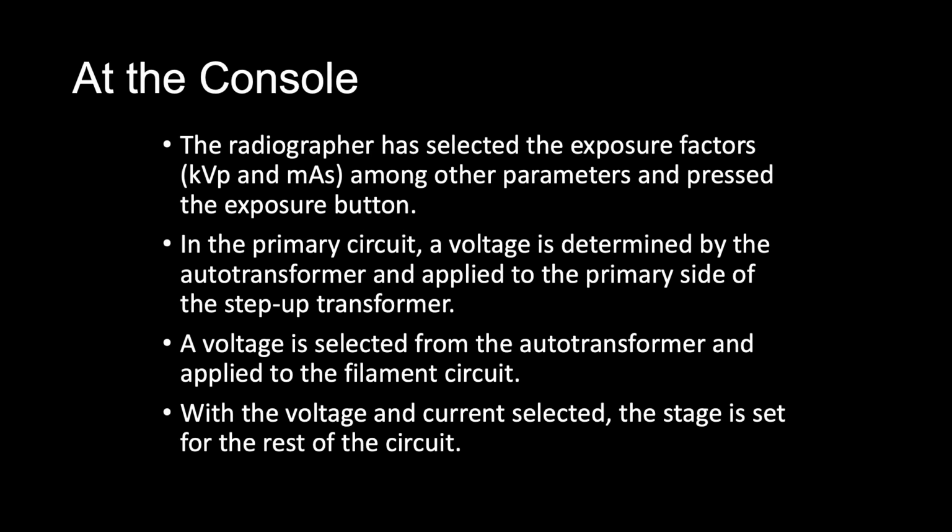To this point, the radiographer has selected the exposure factors, kVp and mAs, among other parameters, and pressed the exposure button. In the primary circuit, this results in a voltage being determined by the autotransformer, and applied to the primary side of the step-up transformer. A voltage is also selected from the autotransformer and applied to the filament circuit. With the voltage and current selected and traveling, the stage is set for the rest of the circuit. So now we go on to the secondary circuit.